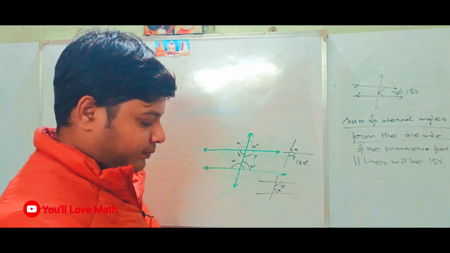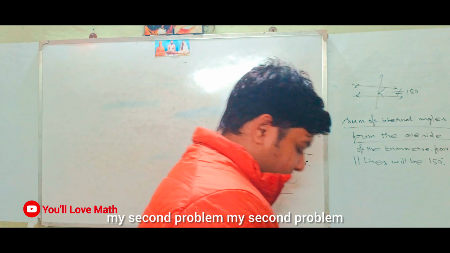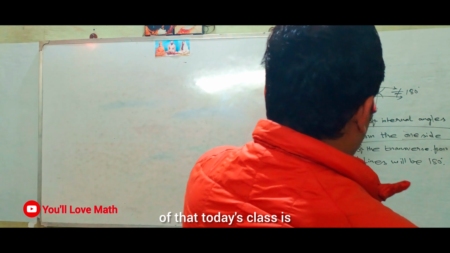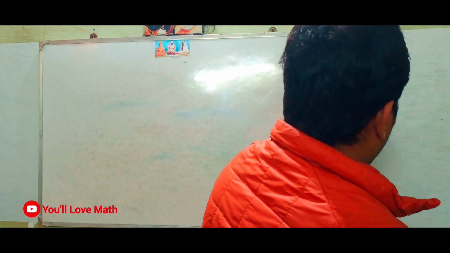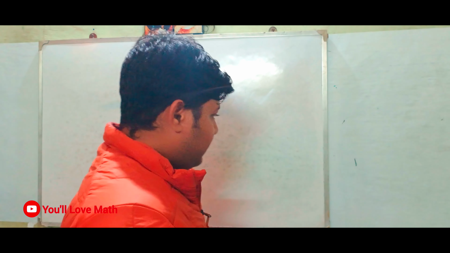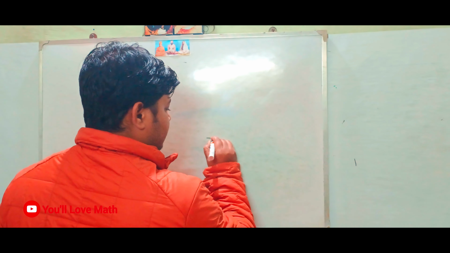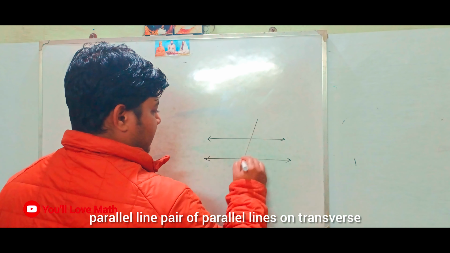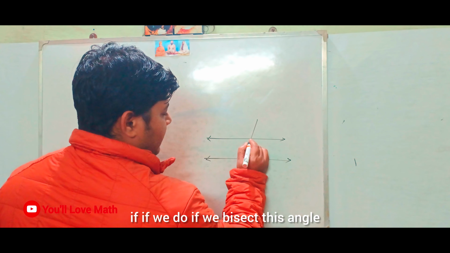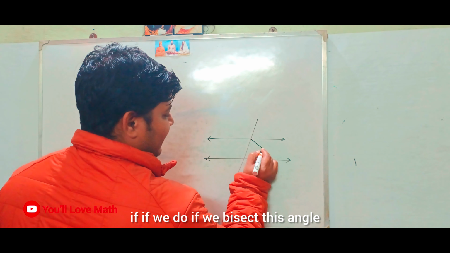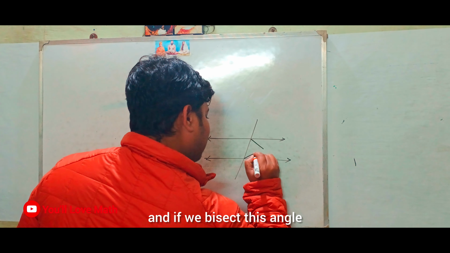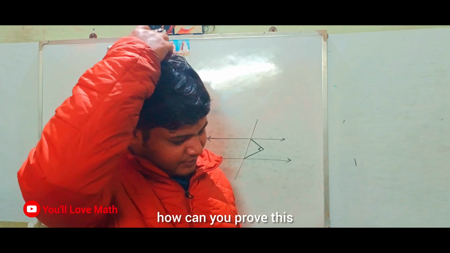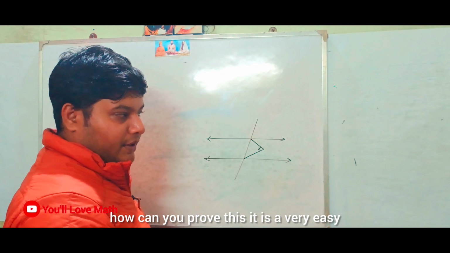So now my second problem of today's class is: if there is a pair of parallel lines and a transversal, and if we bisect this angle and if we bisect this angle, then this will be 90 degrees. How can you prove this? It is a very easy problem.